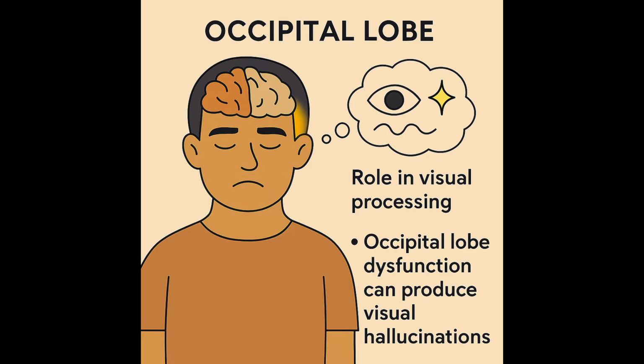In the animation, this may be shown by glowing or overactive occipital lobes highlighted in the back of the head, imaginary shapes or ghost-like figures appearing in front of the character, confused or overwhelmed expressions indicating visual overload. This stage helps explain how faulty visual processing can cause someone to perceive images or events that don't exist, making their experience of reality very different from others.